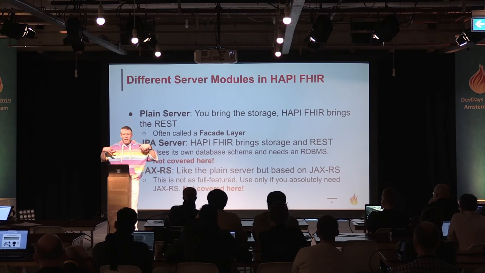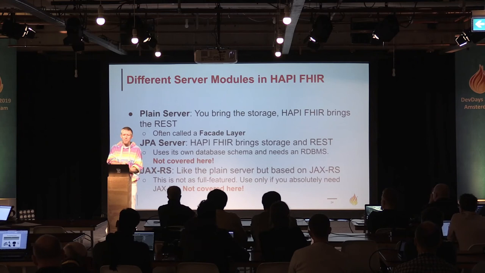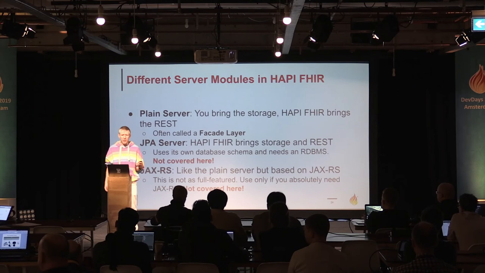The FHIR server module has three flavors, in fact. And it's worth spending a bit of time talking about the difference. The first one is what we call the plain server. The plain server in HAPI FHIR is for doing what's often called a FHIR facade. And in fact, if you're using the .NET Vonk server, the plain server is exactly equivalent to the Vonk facade, except in Java, instead of C#, of course.